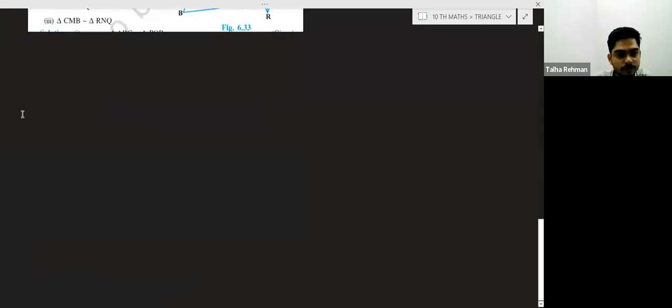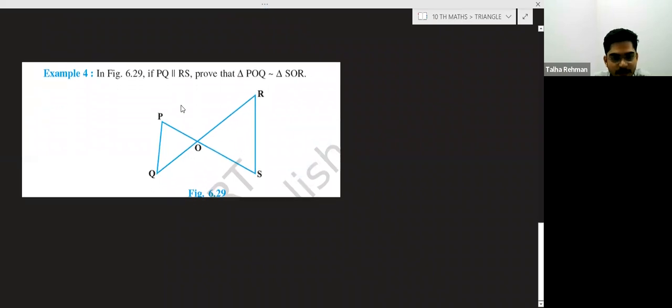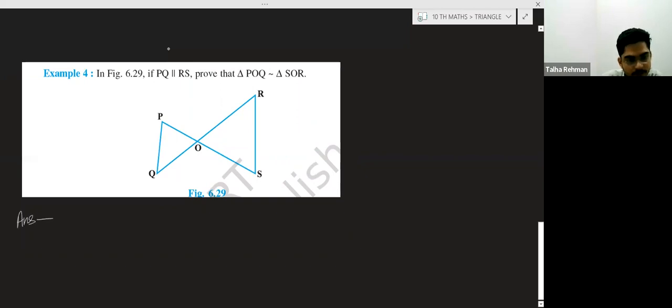First question. This is the question. They are saying that in the figure given, if PQ is parallel to RS, prove that triangle POQ is similar to triangle SOR. Triangle SOR means this triangle and this triangle are similar. We have to prove that. They are saying PQ is parallel to RS. So what is the given condition? Given condition is PQ is parallel to RS.